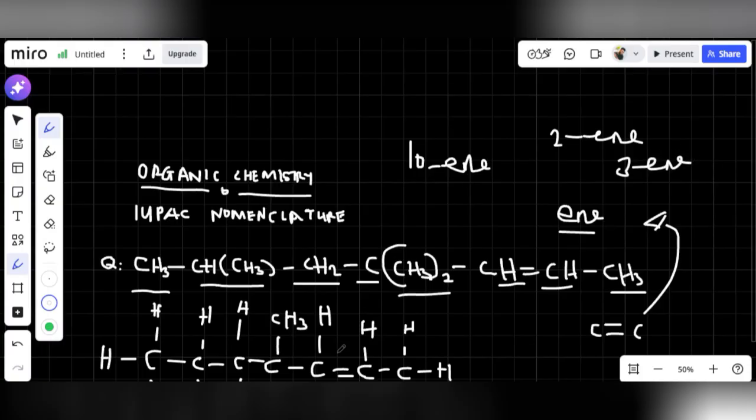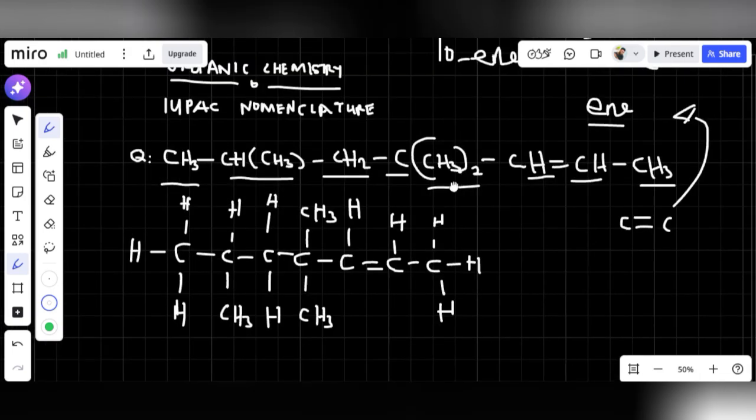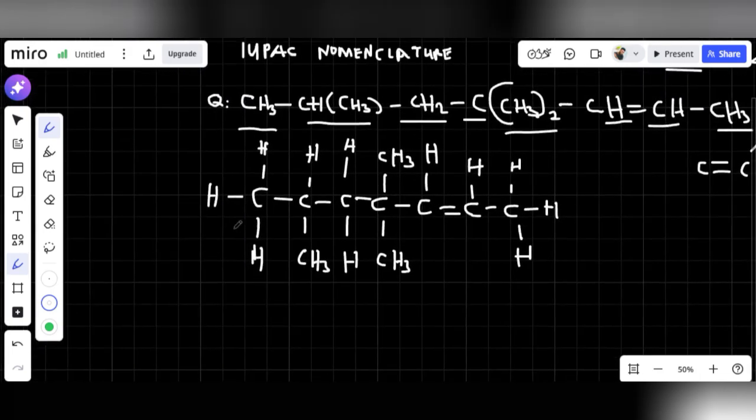So how do you do that? It's actually not hard. You check how you can count to get a smaller number. If you count like this: 1, 2, 3, 4, 5, 6, that means this double bond is on carbon 6. If you count like this: 1, 2, 3, 4, 5, it means the double bond is on carbon 5. But if you count like this: 1, 2, it means the double bond is attached to carbon 2.